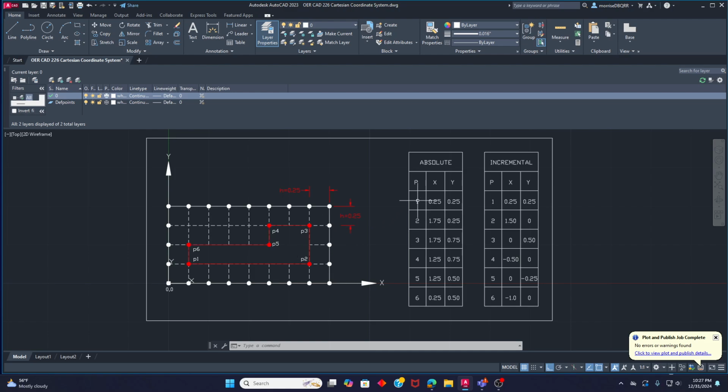Now, I'm going to go over absolute programming and incremental. Absolute programming is G90 and incremental programming is G91. Those are the G codes for using absolute and incremental coordinates. One more time. G90 is absolute and G91 is incremental.